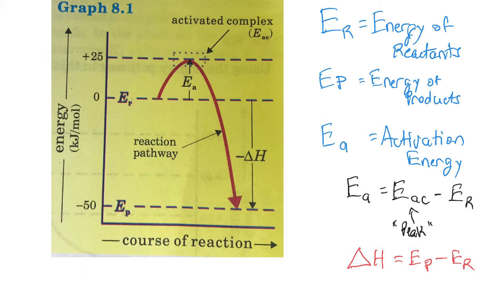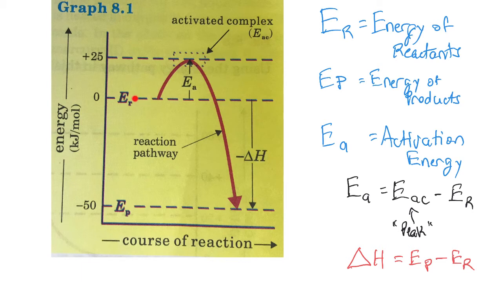And then the formula for figuring out the activation energy is we're going to take the activated complex, which is the highest point, okay, and subtract whatever the reactant energy level was. So the difference between those two. So that's this arrow right here. So we just, in this case, had to add a little bit of energy to it. The reaction takes place, and then the products are way down here.